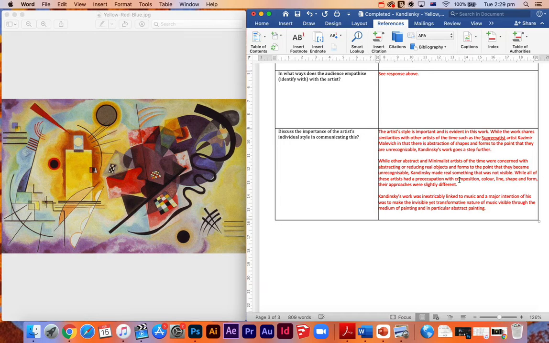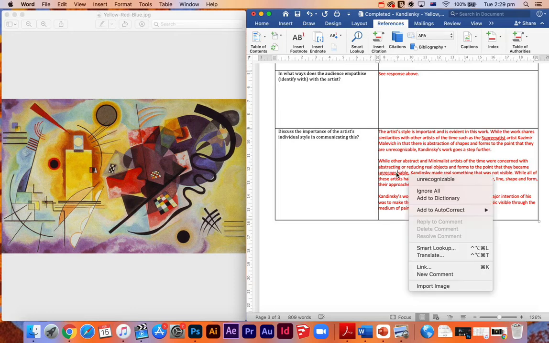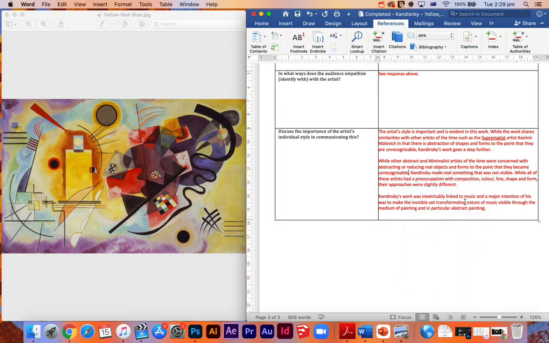So while all of these artists had a preoccupation with things such as composition, color, line, shape, and form, their approaches were slightly different. Kandinsky's work was inextricably linked to music, and a major intention of his was to make the invisible yet transformative nature of music visible through the medium of painting, and in particular abstract painting.